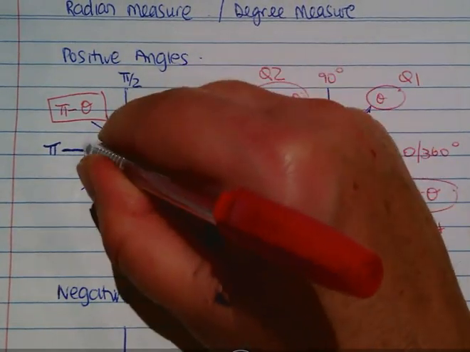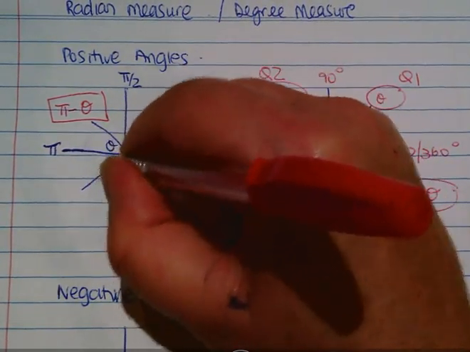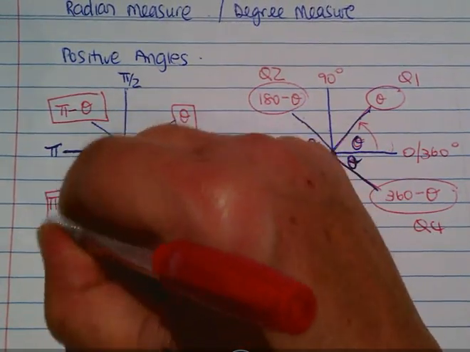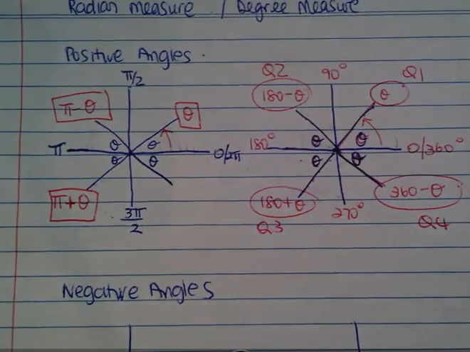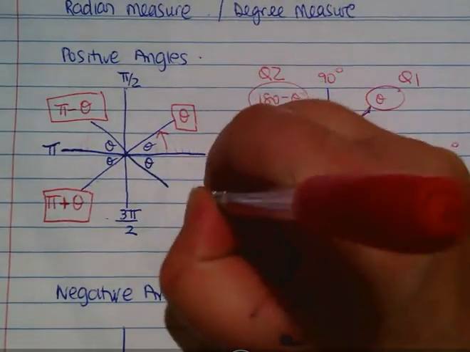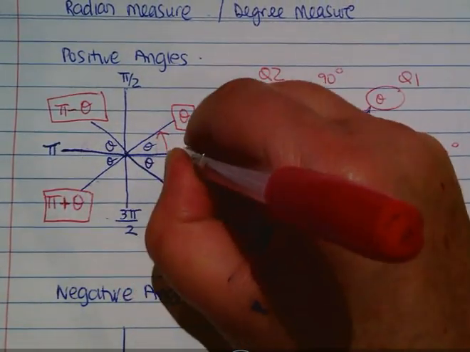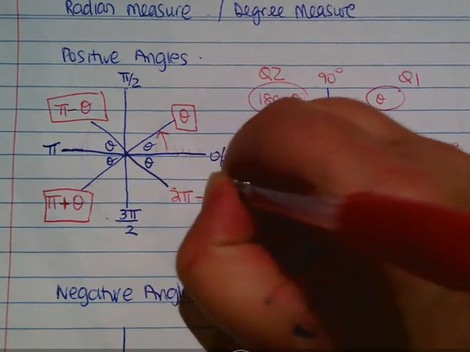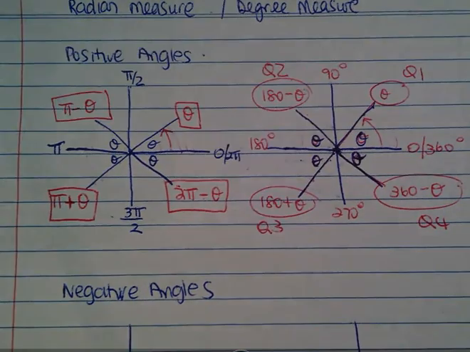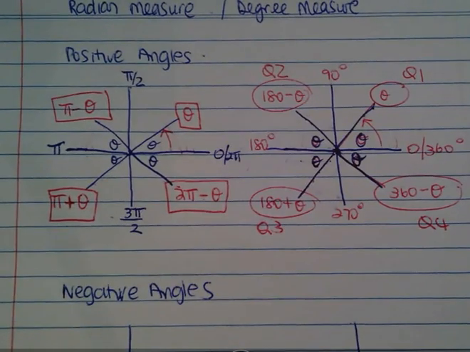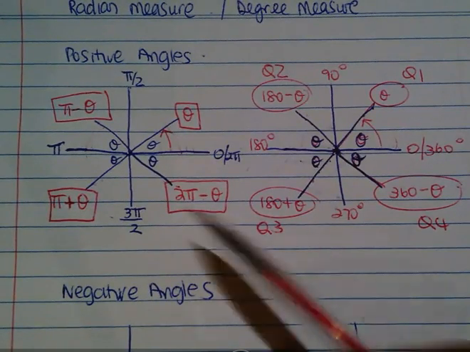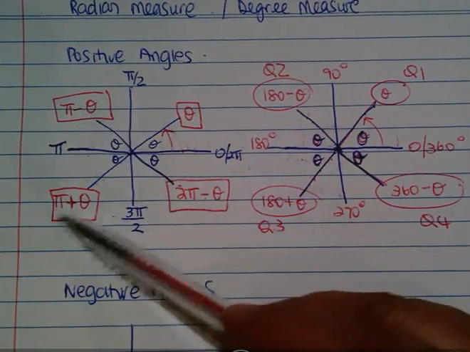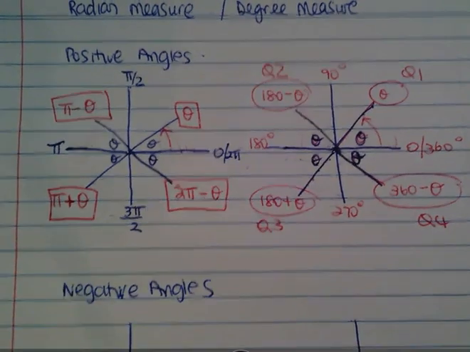So quadrant 3, remember, is 180 plus theta. In this case, it will be pi plus whatever theta is here. So we've got pi plus theta. And in quadrant 4 over here, we've got 2 pi all the way around, but we're short theta, so it's 2 pi minus theta. Okay, so they're my quadrant 1, 2, 3, 4 angles in radian measure this time. So we go theta, pi minus theta, pi plus theta, 2 pi minus theta.